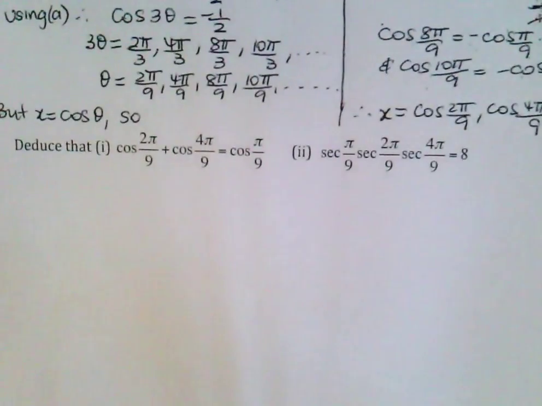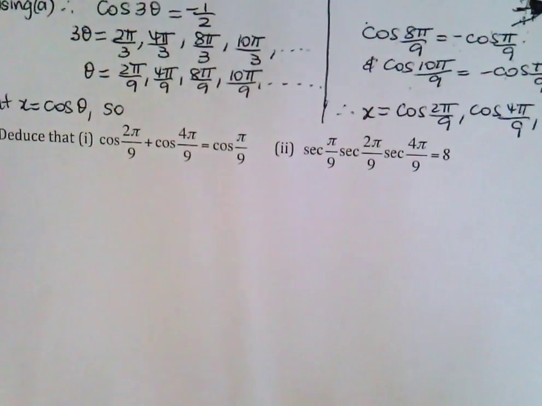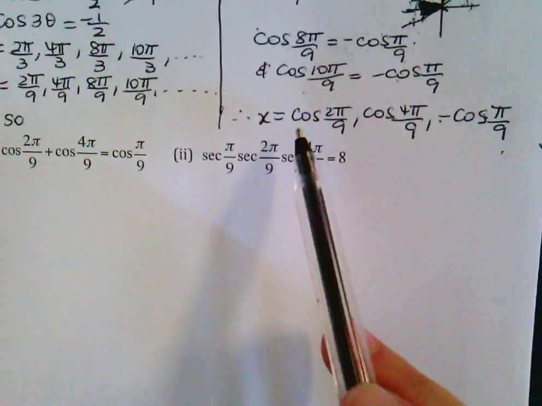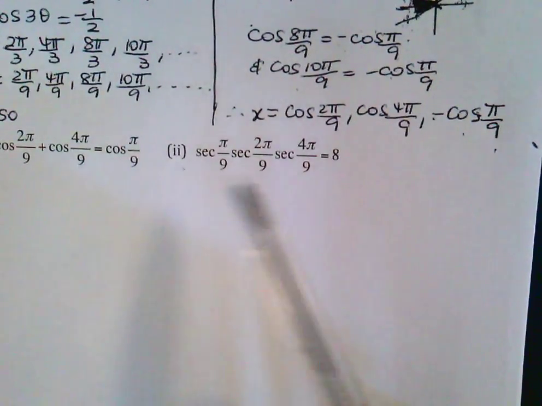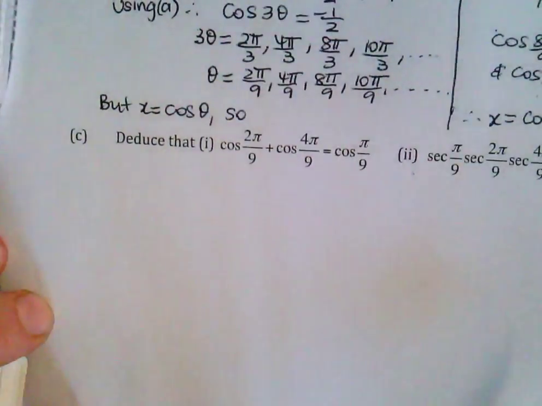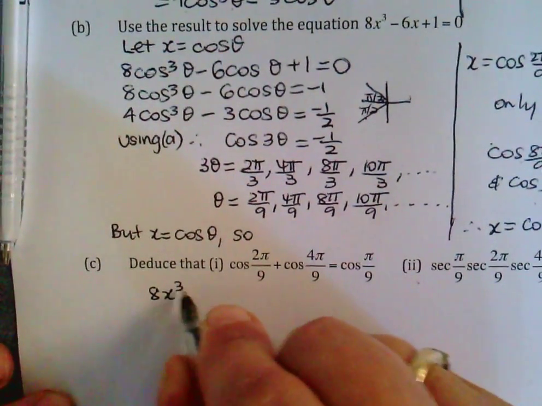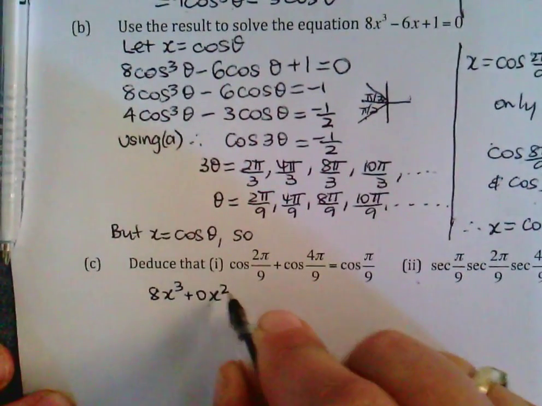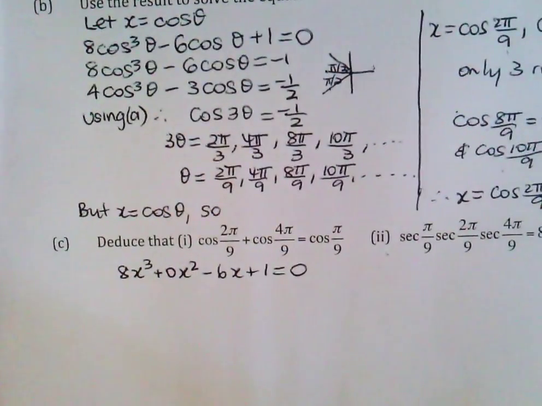Hence deduce that cos of 2 pi on 9 plus cos of 4 pi on 9 equals cos pi on 9. Now this is sum of roots. Even though it doesn't look like it, it is sum of roots because this last root is negative. When you take that negative over, it becomes positive. So basically what they're doing here is sum of roots one at a time. All right, so let's go. And remember, it relates to the original equation, which is 8x cubed plus 0x squared minus 6x plus 1 equals 0. Be careful, b is 0.